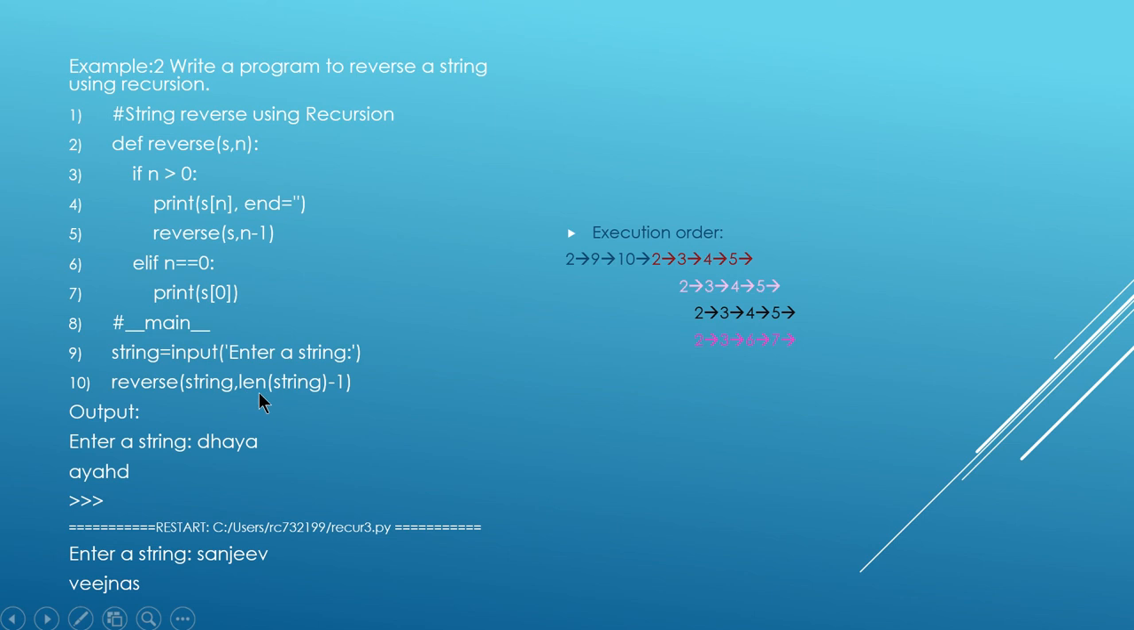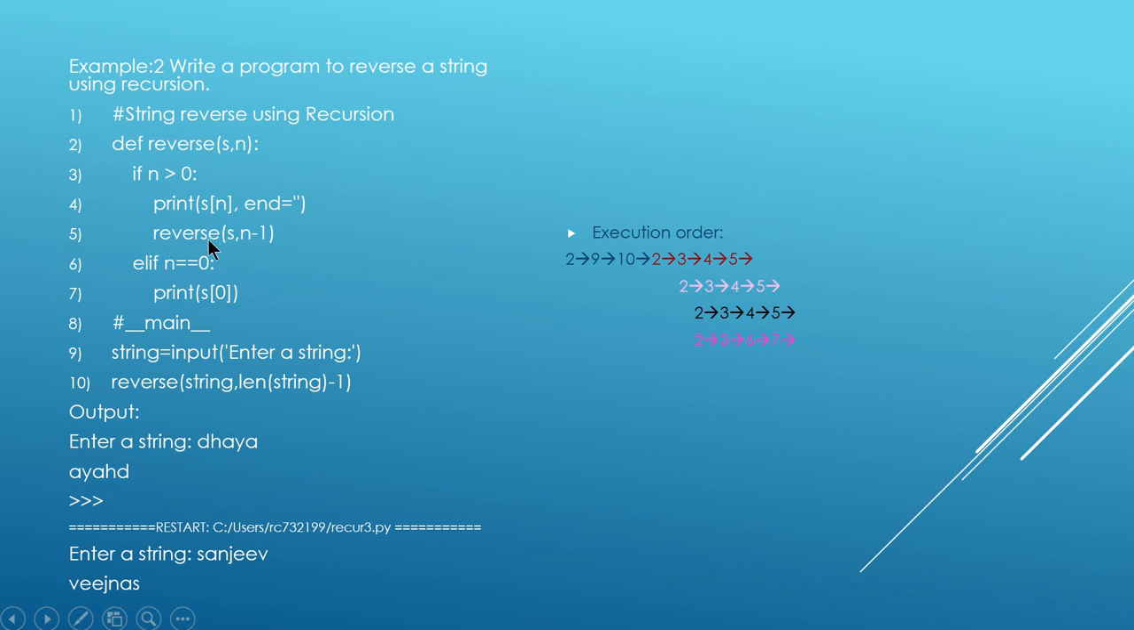So there is a function call statement, reverse of. Okay, there is a function call statement, so the control will be transferred to the function definition. So 2 will be executed, and then if n is greater than 0, 3 will be executed. So the condition is satisfied, so it will execute 4 and then 5.